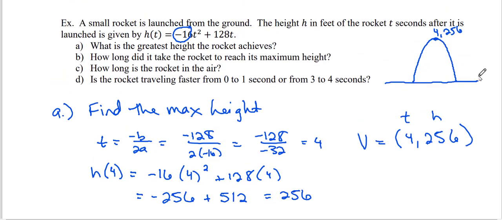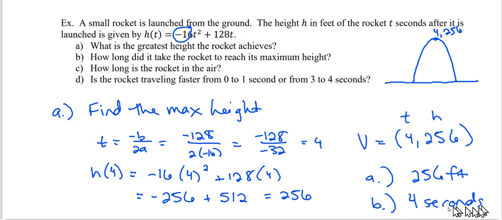Let's answer the questions here. Part A, what is the greatest height the rocket achieves? That's that 256 feet. Part B, how long did it take to get there? 4 seconds.